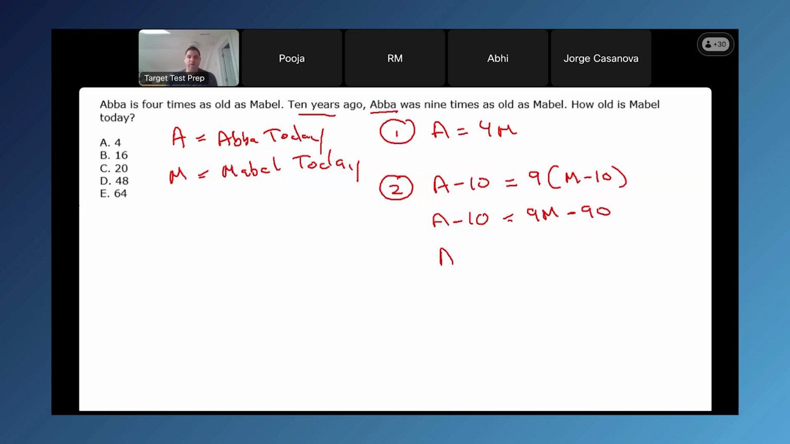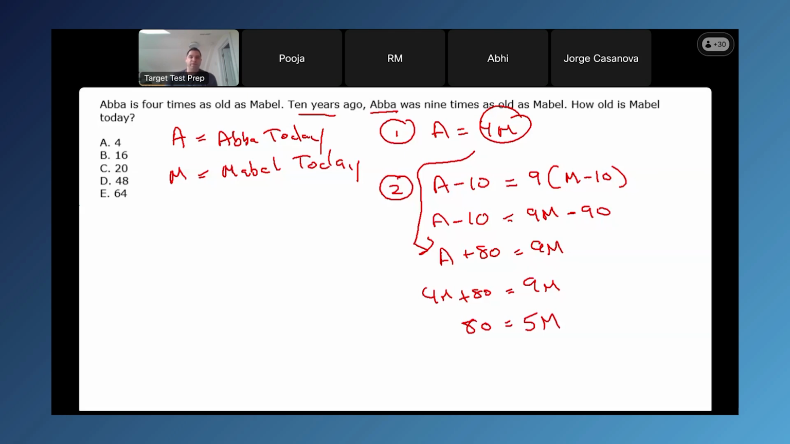Bring the 90 over. A plus 80 is equal to 9M. Bring in the 4M for A, right? So 4M plus 80 is equal to 9M. 80 is equal to 5M. Divide both sides by 5 and you get M is equal to 16. Answer B. Keep in mind, they could have said how old is Mabel in 5 years or something like that. Then you would add 5 years to her age. So just keep that in mind.